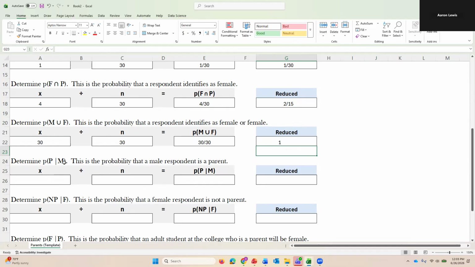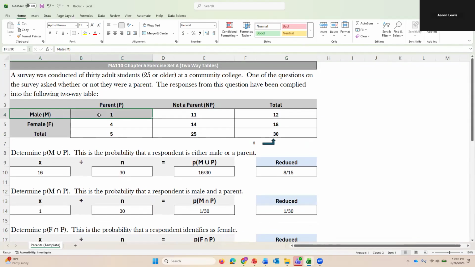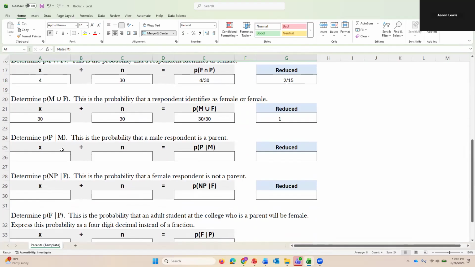So because male is given, I don't care at all about anything in this survey in our two-way table except for this row, this male row. And in this, 1 out of the 12 male students that responded were parents. So that's how I'm going to find my probability here. X would be 1. And in this case, it's just the total of what was given, 12. So the probability that any one male respondent is a parent is 1/12, which is already reduced.